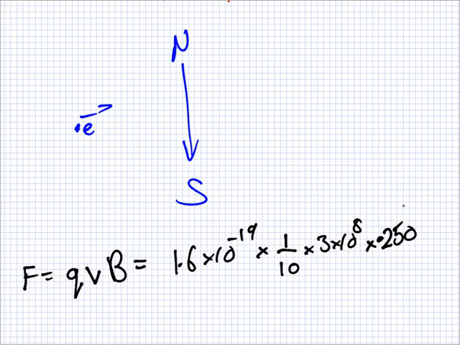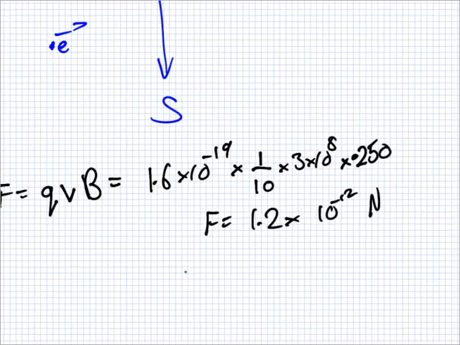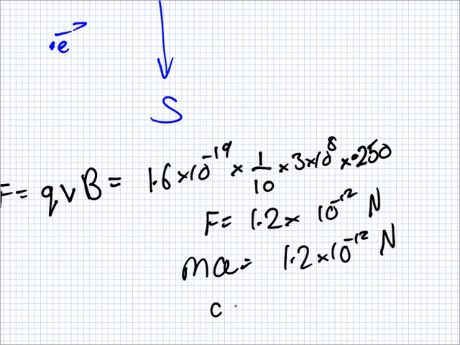So here I get a small force of 1.2 times 10 to the minus 12 newtons. But I don't want the F, I want the a. So I have ma equals 1.2 times 10 to the minus 12 newtons. So for the a, I just need to divide by, sorry, did you say it was an electron? Yes. Okay.